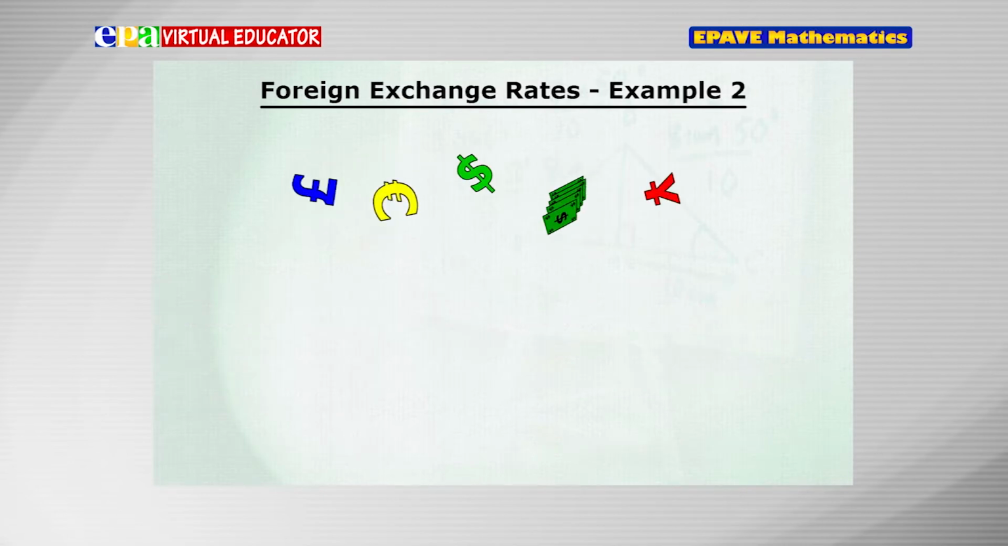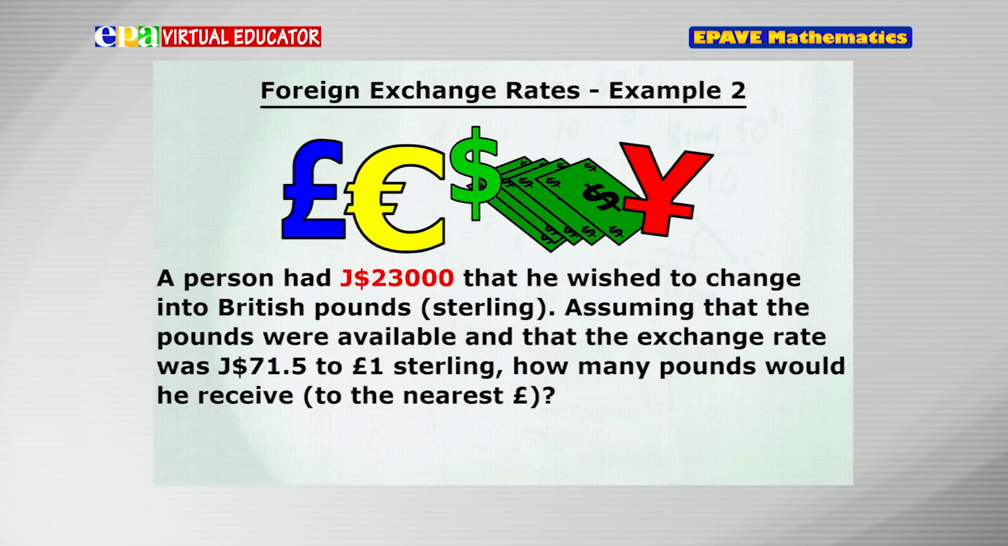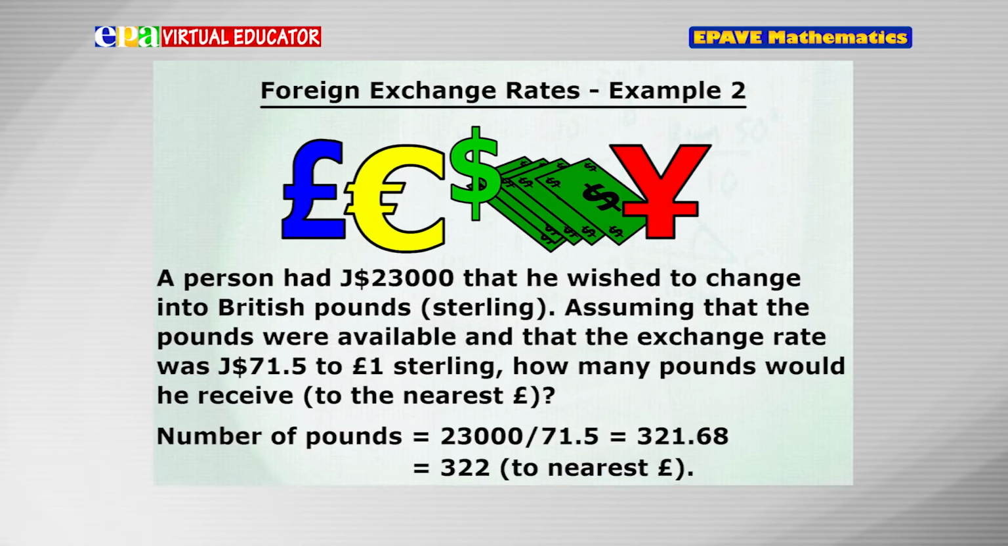Here's another example. A person had 23,000 Jamaican dollars that he wished to change into British pounds. Assuming that the exchange rate was $71.50 Jamaican to £1, how many pounds would he receive to the nearest pound? Number of pounds is equal to 23,000 divided by 71.5, which gives 321.68 or 322 rounded off to the nearest pound.